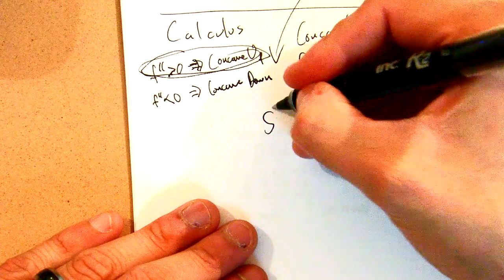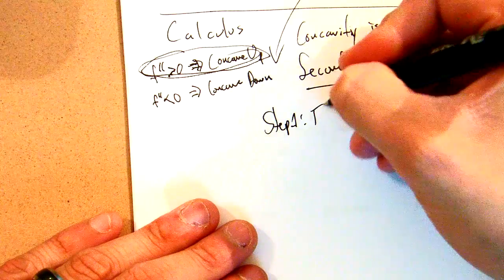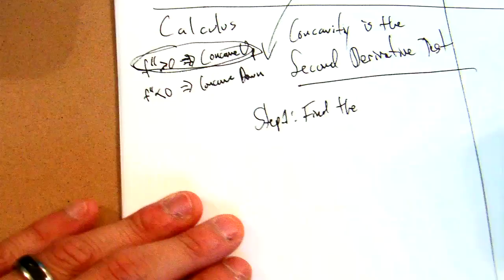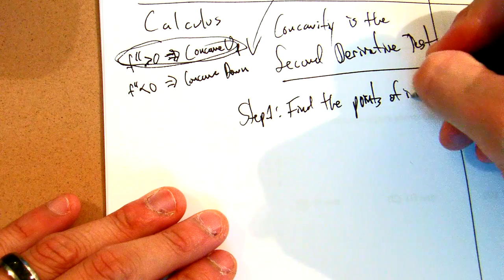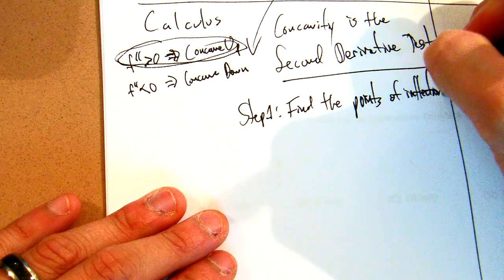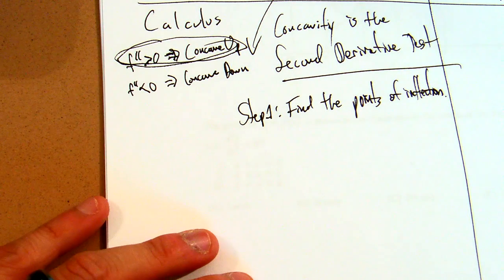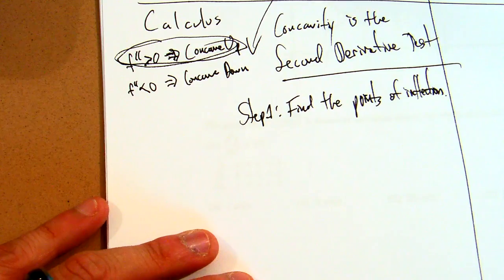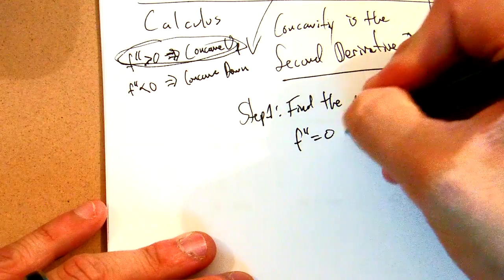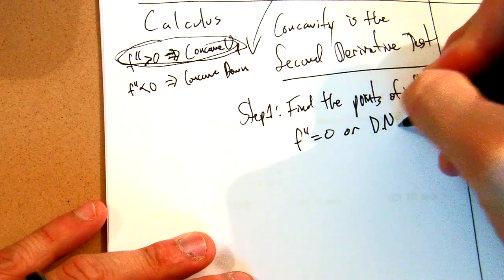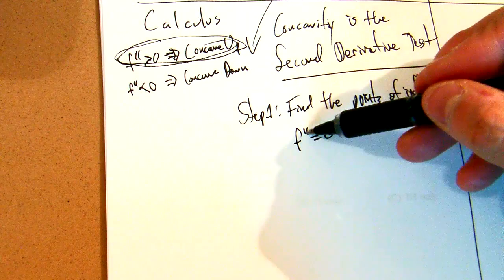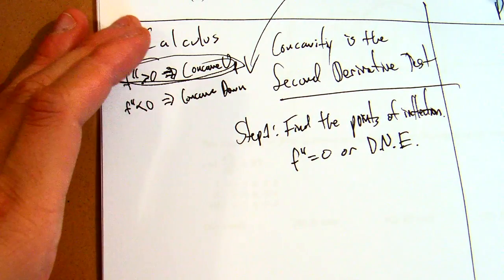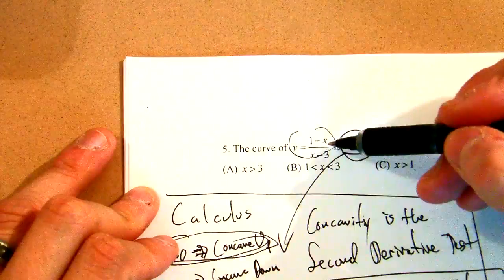So step 1 with this is we need to find the points of inflection. Okay? Where are the points of inflection? Points of inflection is where the second derivative is 0, or DNE. Right? So we're going to find that now. So before we find the second derivative, we have to first find the first derivative, right? And our function is again given here.